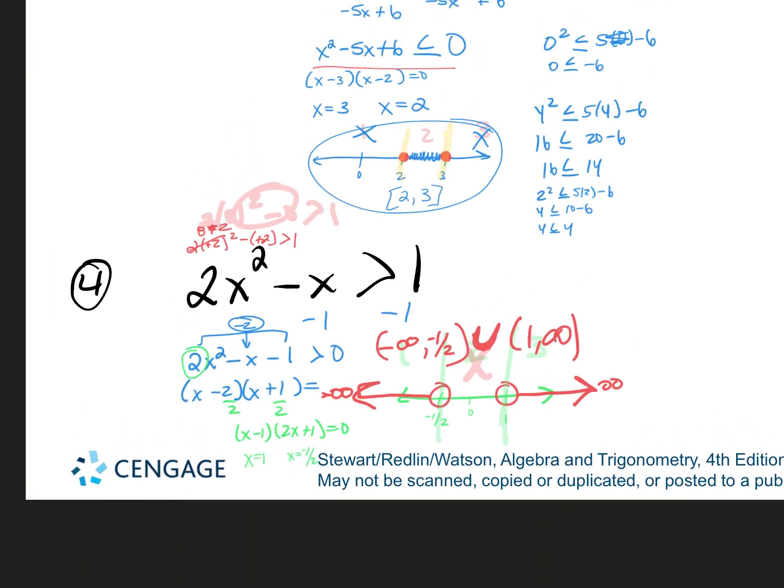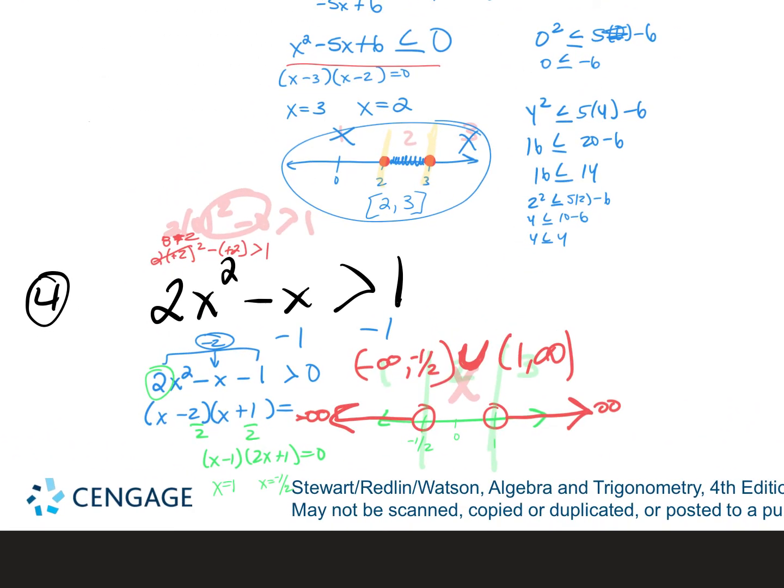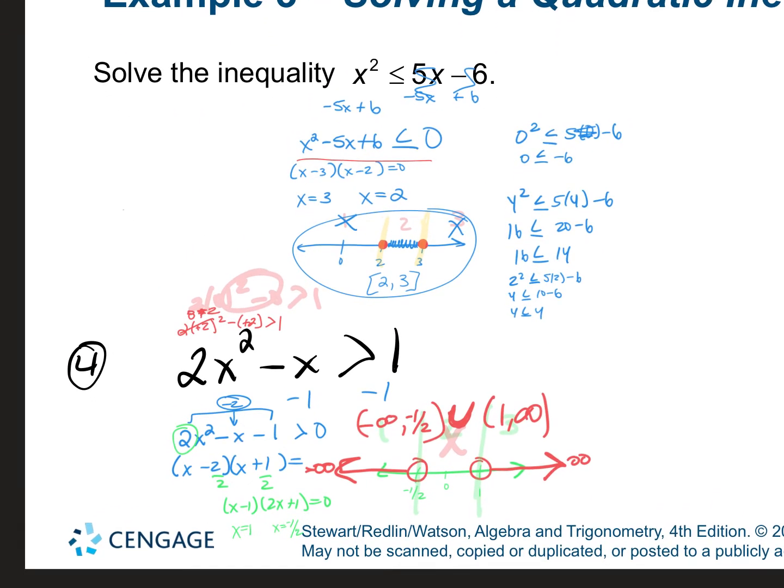So notice, in the first example, we shaded in the middle. In the second example, we shaded on the outside. Would you guys like to know a little hint? Okay, let's read the first inequality. Read the first inequality to me. What does it say? X squared is what? Less than or equal to. What does the second inequality say?